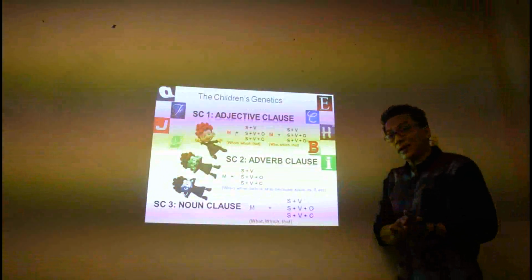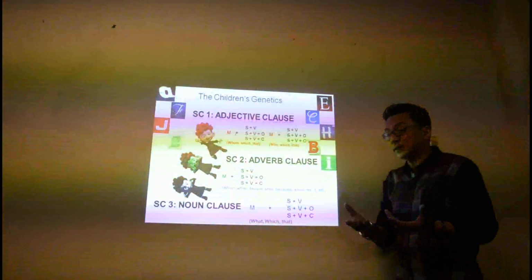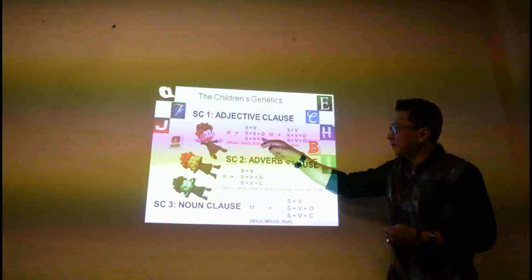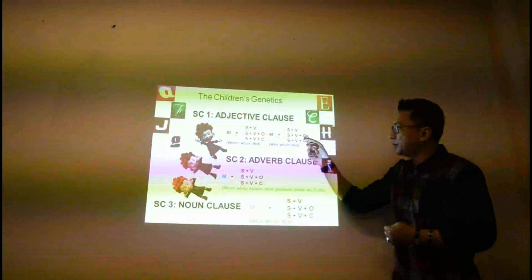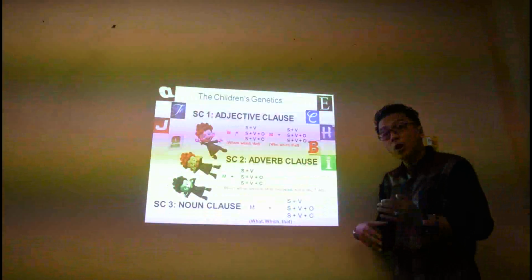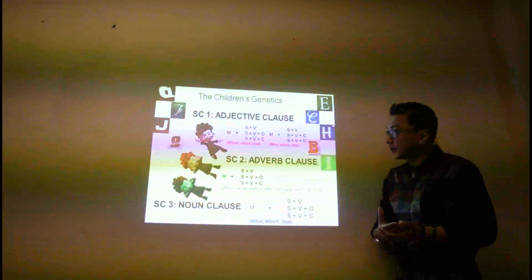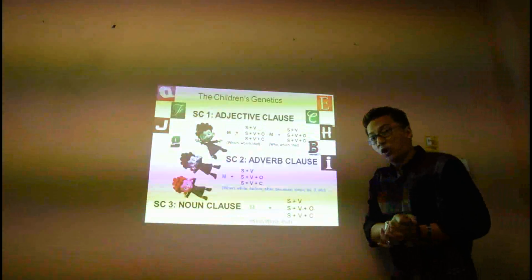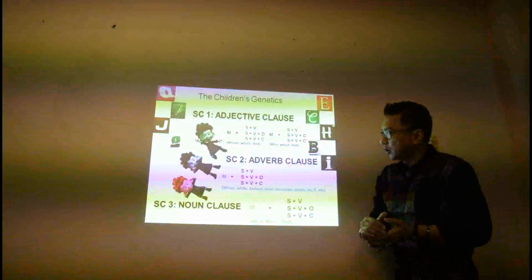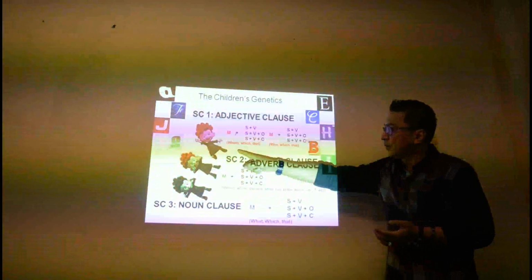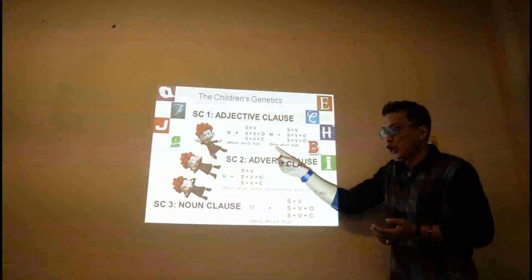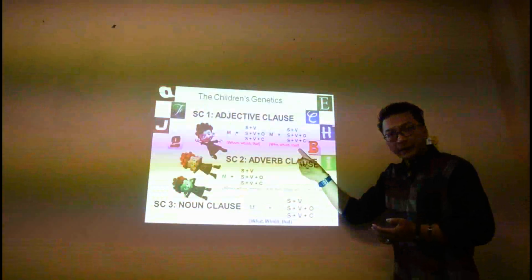Because they share the same genetics with their mother, we can expect them to have the same genetic makeup: subject verb object, subject verb complement. Because they are the descendants of the mother, they have the same genetics. What makes them different from their mothers is the markers. Some other books call them indicators. I prefer to call them markers. For adjective clause we have the markers whom, which, that, who.